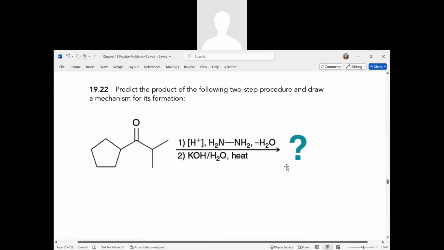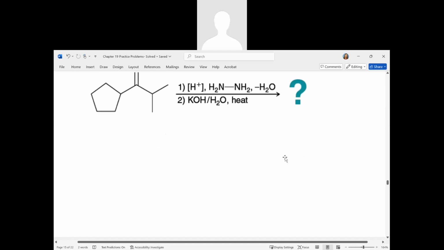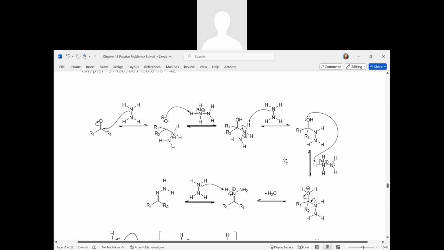So for step one, let's review. We have acidic conditions. We're treating a secondary ketone with hydrazine, and we will have water lost. So let's walk through the first part of this reaction, the first step. So what we see here in the first step is that hydrazine functions as a nucleophile. So that's what we see over here.